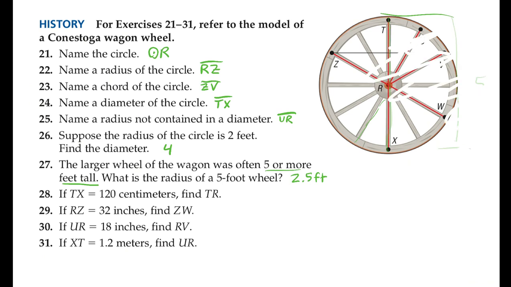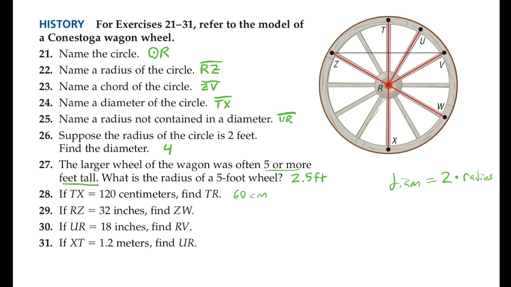Okay. If TX is 120, find TR. So TX is a diameter. So if the diameter is 120 centimeters, find TR, which is just half of it. So that would be 60. Because again, the diameter equals 2 times the radius. And so we just keep using that forwards and backwards.